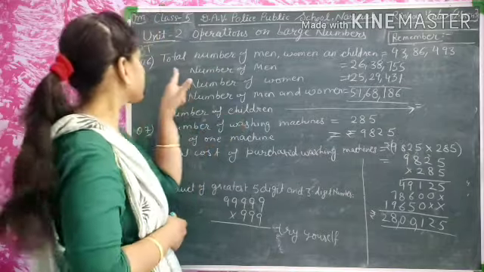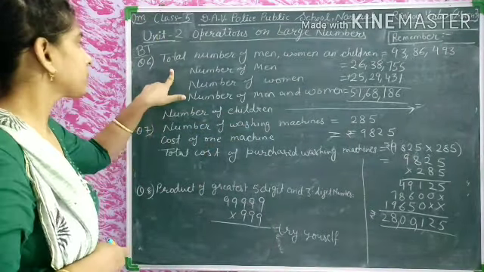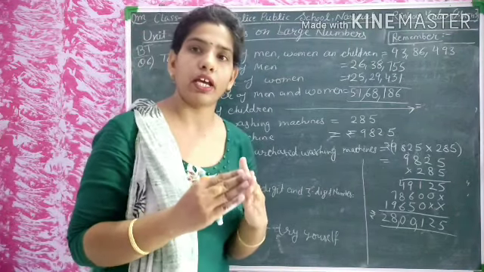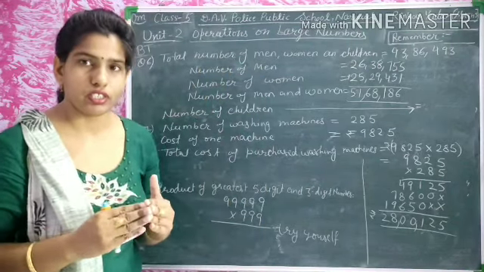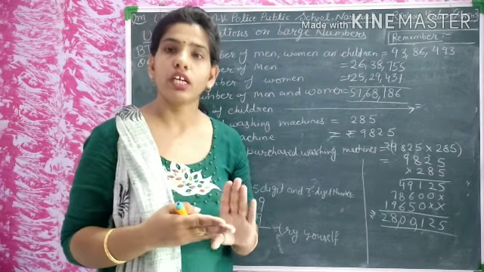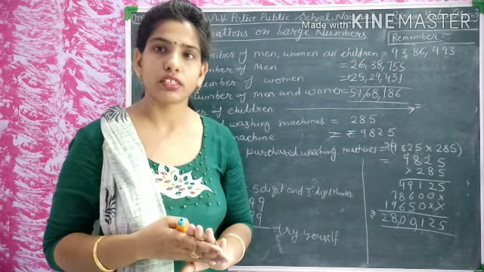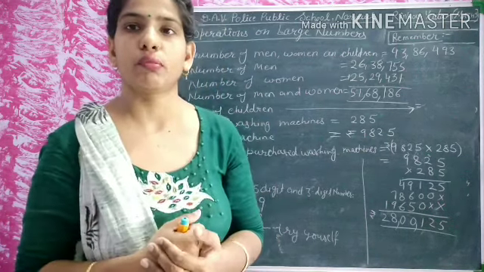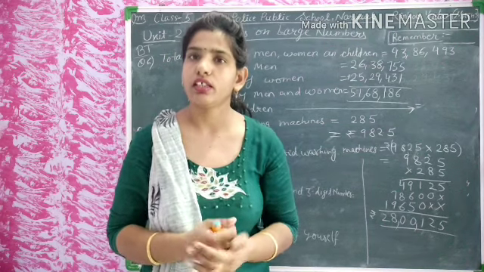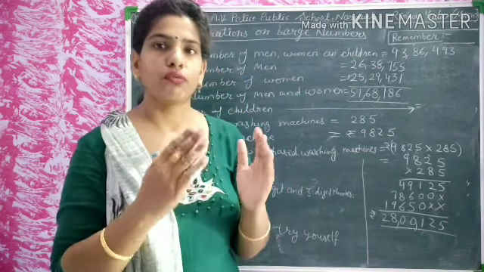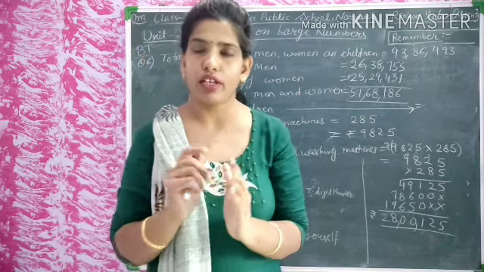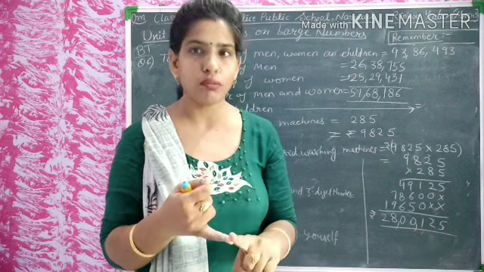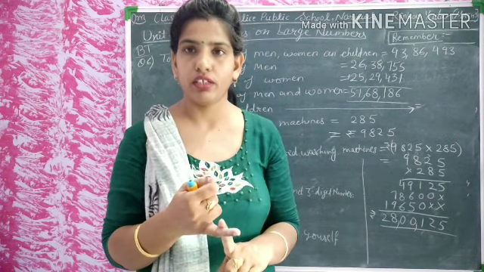Yes students, you are seeing here question number 6. In question number 6, there is a word problem. The total number of men, women and children is given, and the number of men and the number of women are also given. But you have to find how many children there are. So how do you calculate this? Suppose you have a total of 5 men, women and children, and there is one man and one woman.